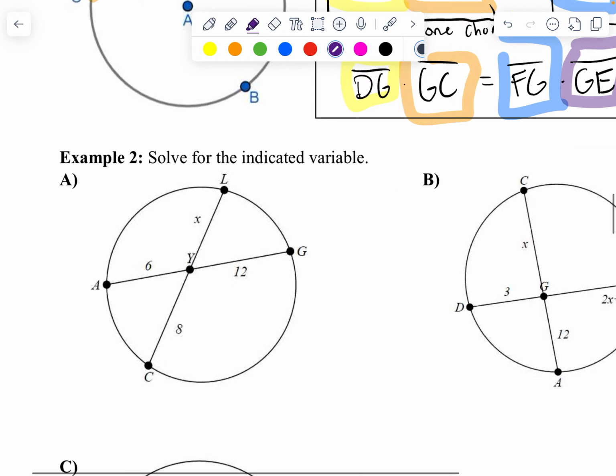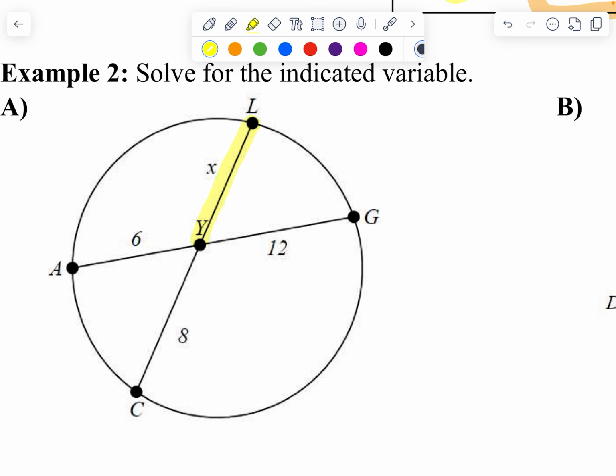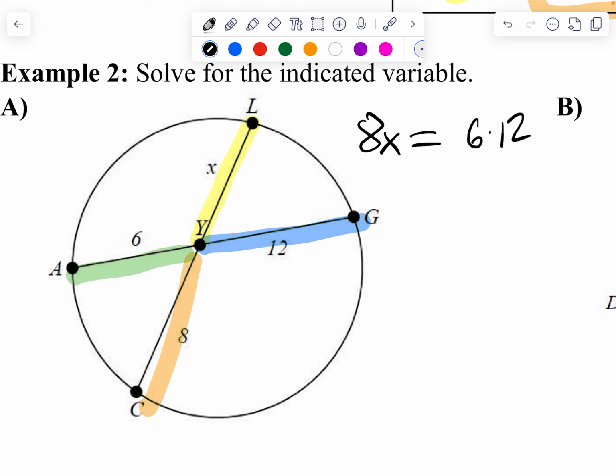So looking at this other one, essentially, we're going to say smaller length times larger length. So 8 times x equals the smaller length times larger length, 6 times 12. That's all this property is. That's it. The products are equal to each other.